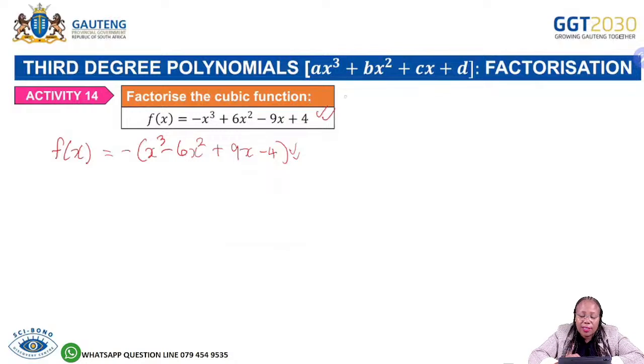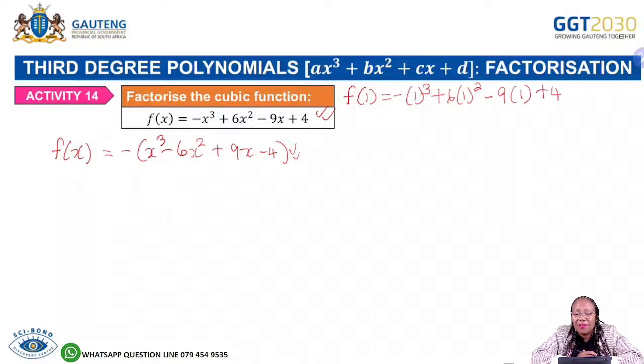So for this case now, if I substitute a 1, you can test with me. Minus 1 cubed plus 6 times 1 squared minus 9 times 1, and then plus 4. You just put everything into your calculator, grade 12, and check. It must give you a 0. Remember, this will be -1, this will be +6, this will be -9, this will be +4.